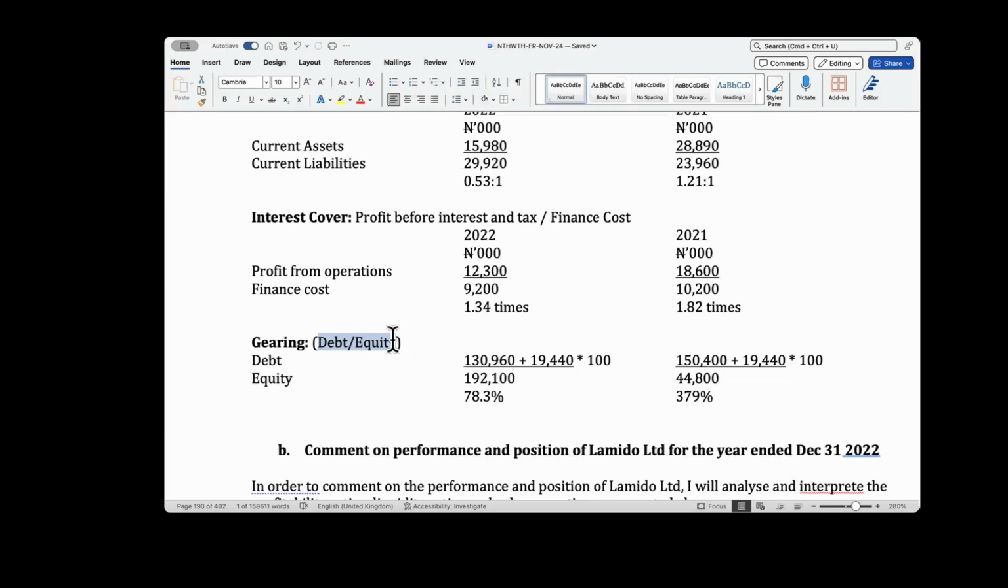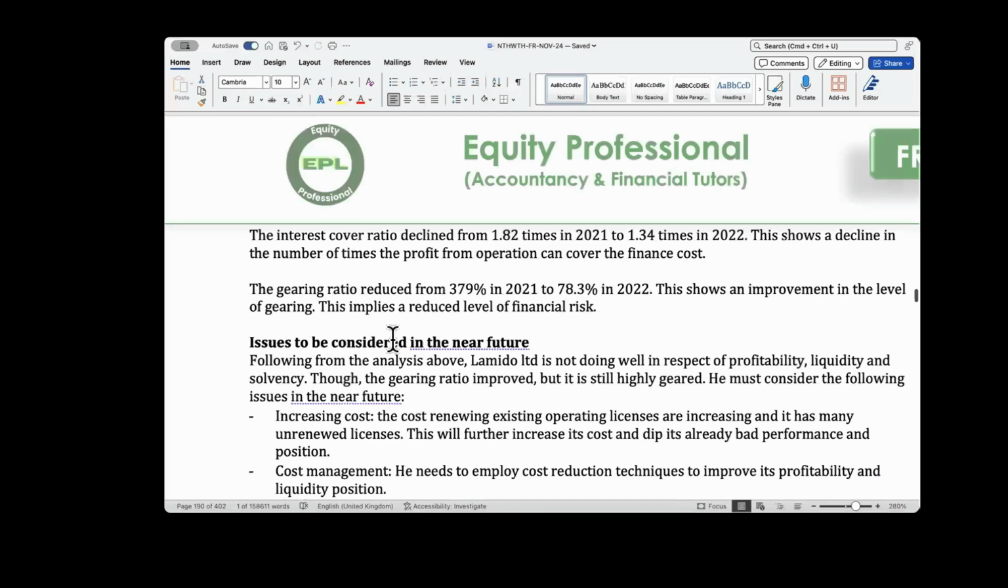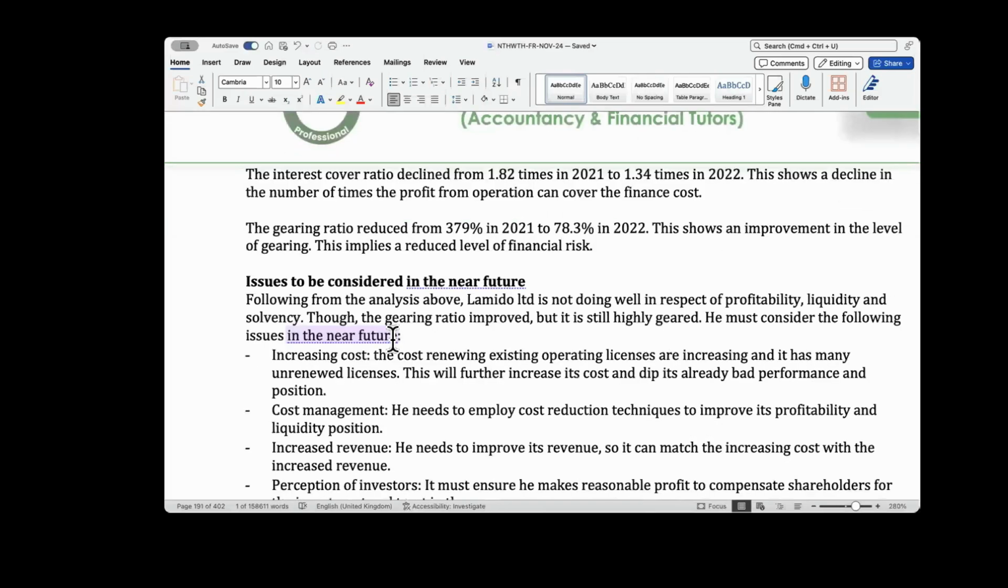But just to drive home some points, considering its poor profitability and liquidity level, 78.3%, I don't want to rub hand on his head and say that it's okay. I still have to say it's highly geared for a company that is having poor profitability. Even though, yes, for a normal company, considering debt to equity, that formula, highly geared is over 100%. That's highly geared. Okay, so that's that. Any other question?